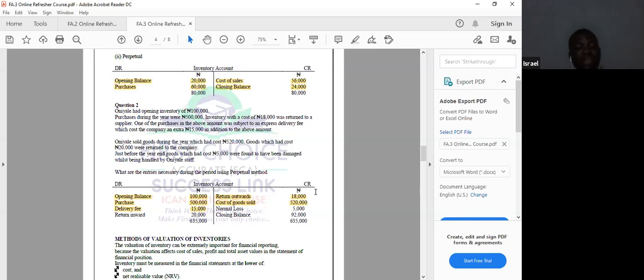If it's now returned, what does that mean? It means that we need to debit the account, return inward. We debit the account of 20,000 because we are adding back to our inventory. They returned it back to the company, so our inventory goes up. If our inventory is increasing, we debit the account.